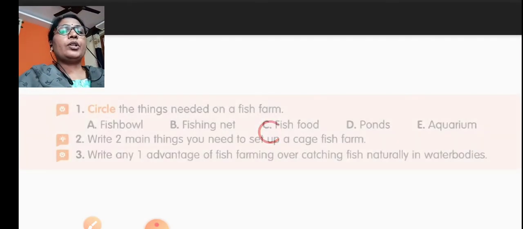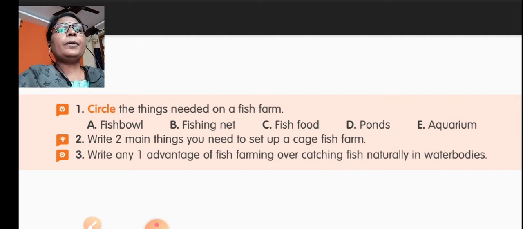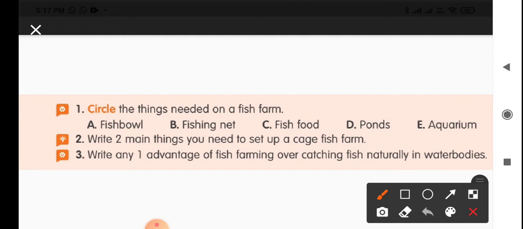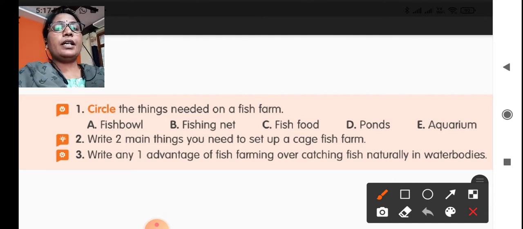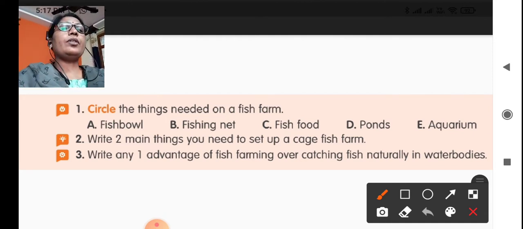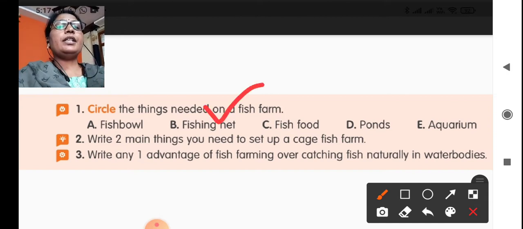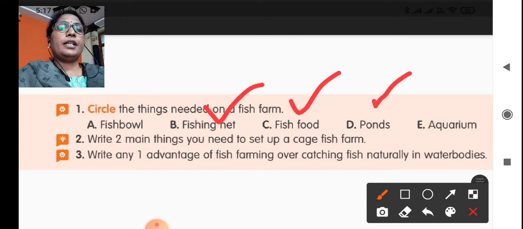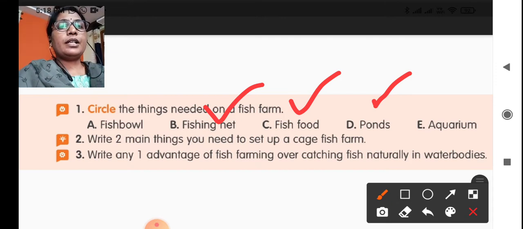We'll see what questions are given in the content book. Circle the things needed on a fish farm. In a fish farm, what things are needed? A fish bowl is needed in the fish farm. A fishing net is needed. Fish food is needed. A pond is needed. An aquarium is not needed in the fish farm. Even the fish bowl will be used only in very small quantities when we are growing.